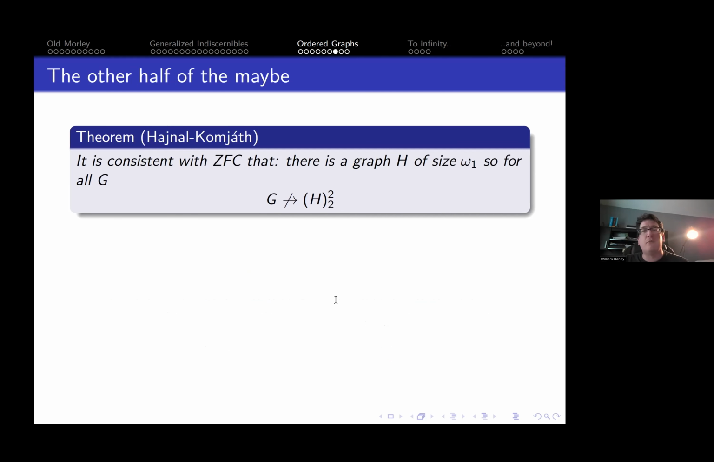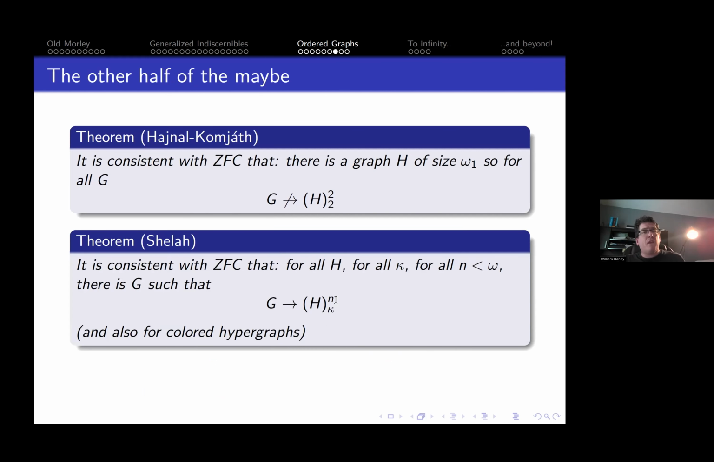And their proof is not super important. On the other hand, Shelah proved that it can consistently hold. That's what Hajnal and Komjáth proved, that it can consistently fail, but Shelah proved that it can consistently hold: that for all H and all kappa and all n, there's some G such that we have this nice partition relation.